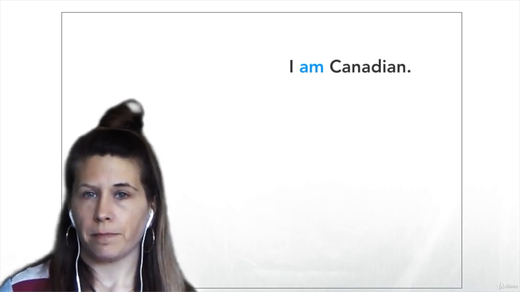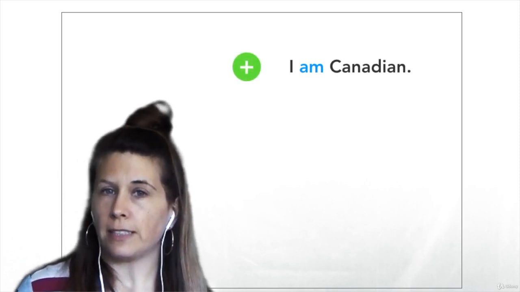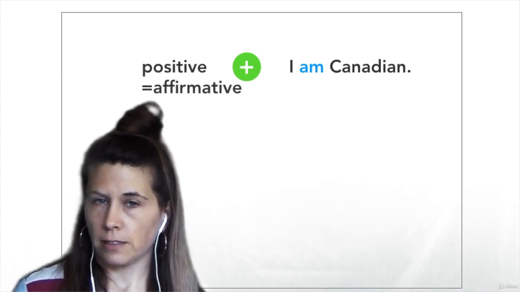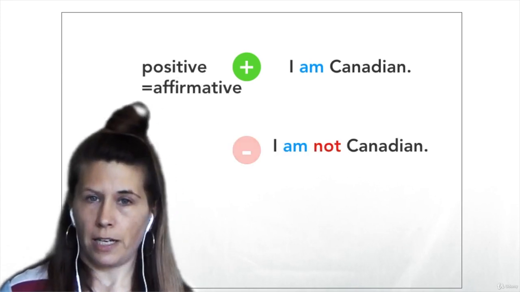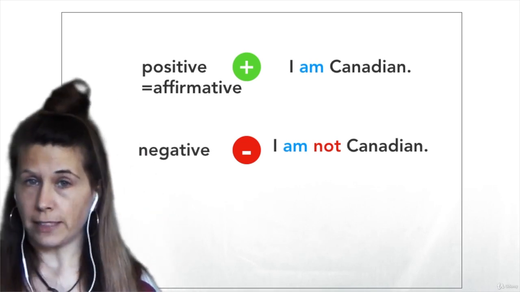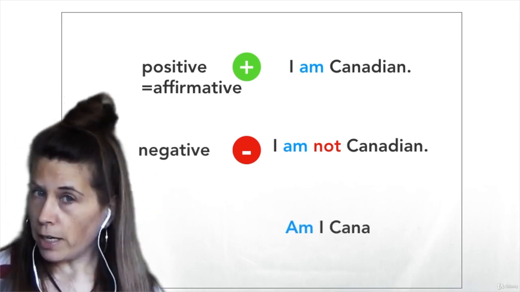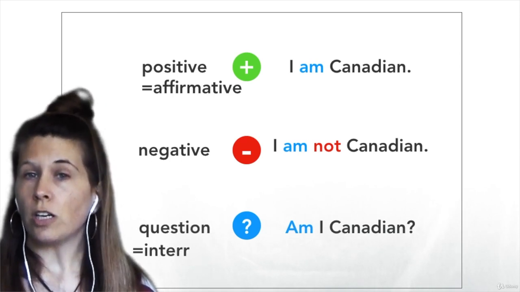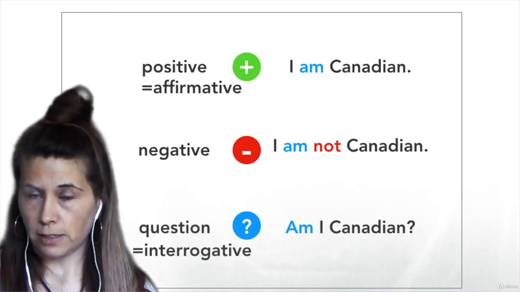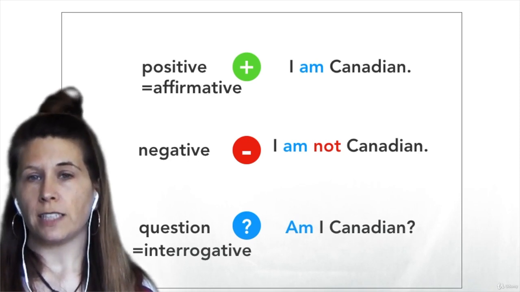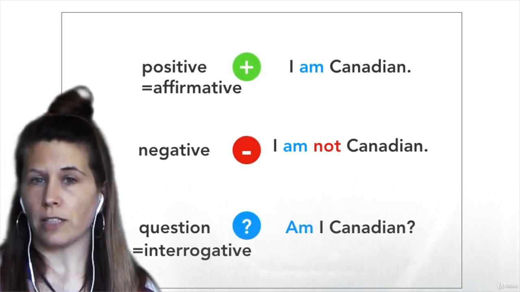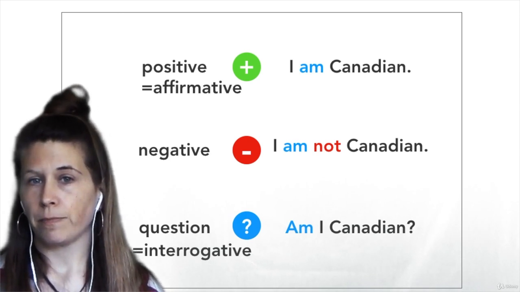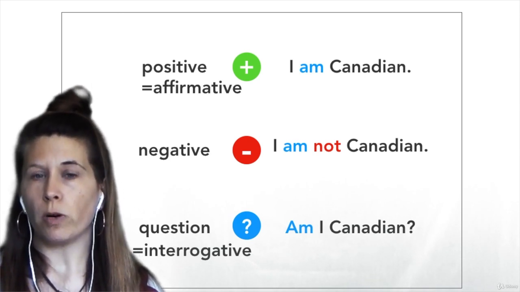I am Canadian. This is a positive sentence. You can also say an affirmative sentence. I am not Canadian. This is a negative sentence. Am I Canadian? This is a question sentence. You can also say interrogative sentence. But I prefer to say positive, negative, and question because it's simpler to remember and understand. These are the symbols that I'm going to use.